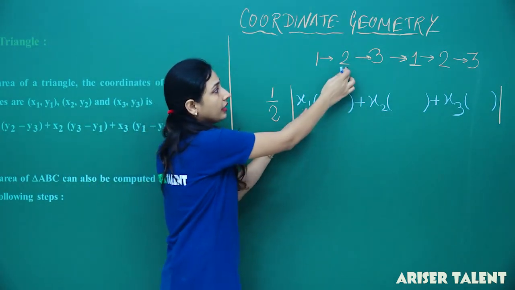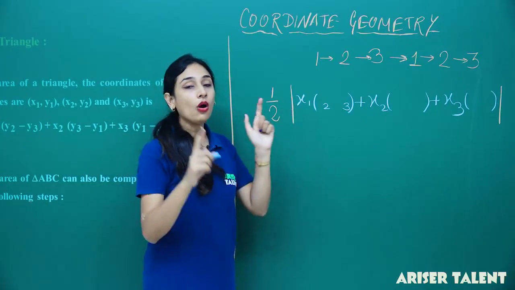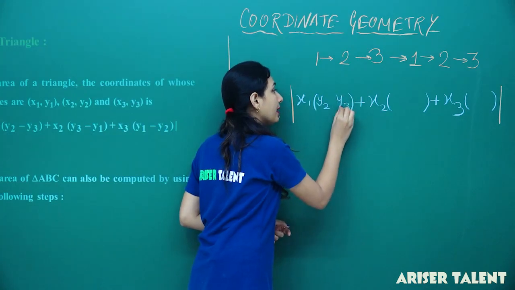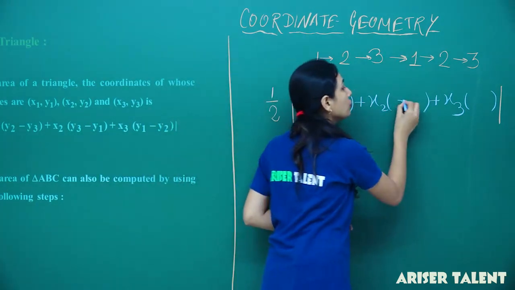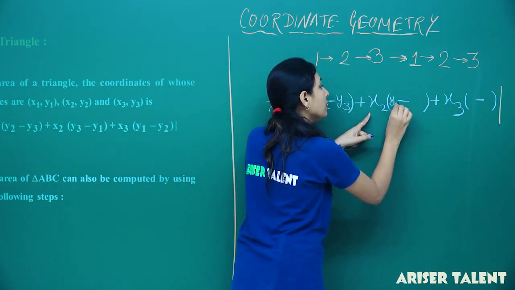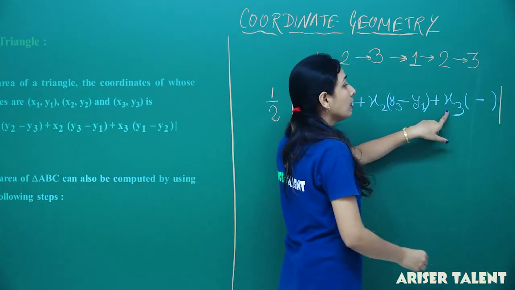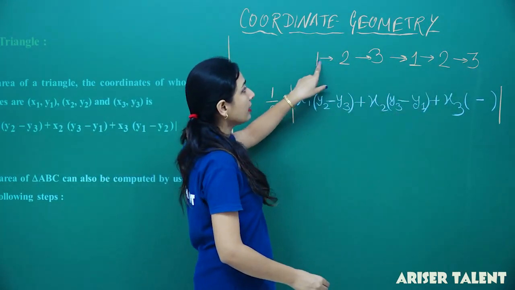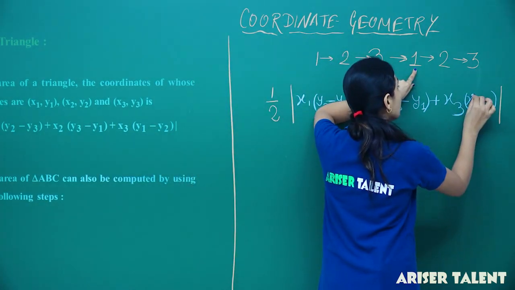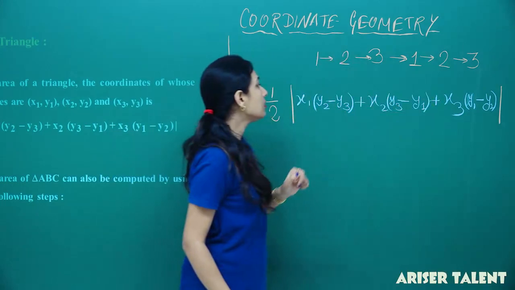So what will I do? What comes after 1? That is 2 and that is 3. So, 2 and 3. Now, outside the bracket, always x. Inside the bracket, always y. So y, minus. Minus here also, minus here also. If I talk about 2, after 2, that's 3. So y3. After 3, there is 1. So y1. Now x3, after 3, there is always 1. You can see it here also: 3 and then 1. So, not x, y1 and then y2. So this is the formula, guys.